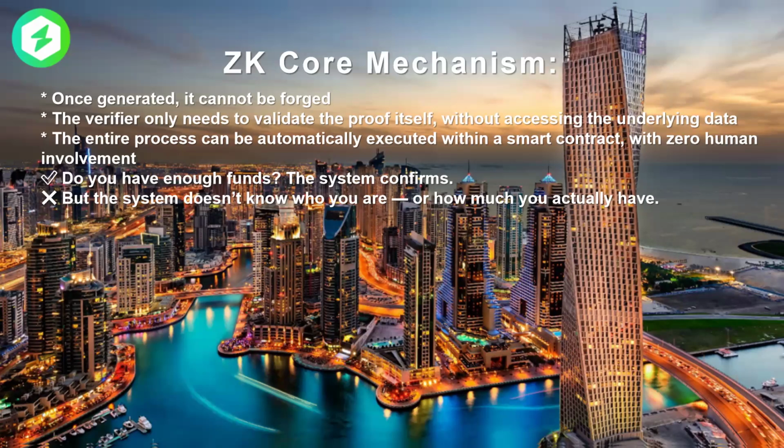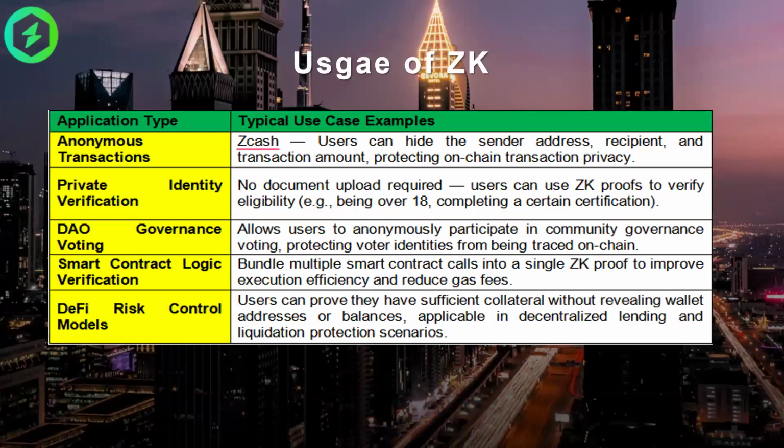Okay, so do you have enough funds? The system will confirm, but the system doesn't know who you are or how much you actually have. So this is the difference. And this is exactly why ZK is called the trust cornerstone of Web3. Privacy is preserved, yet trust is achieved.